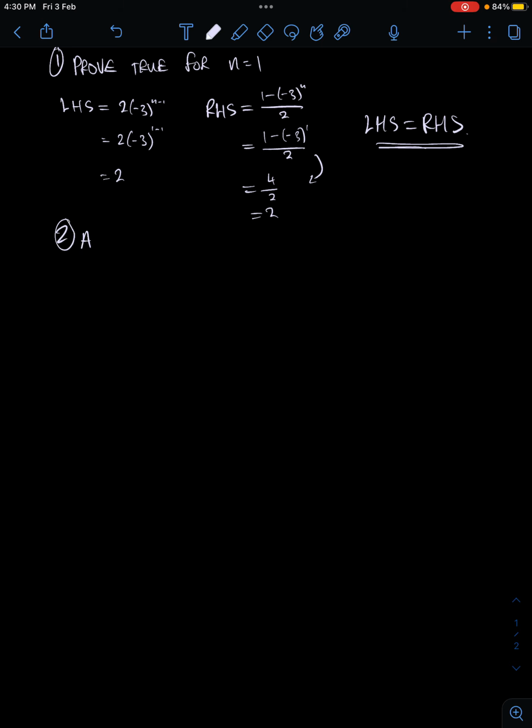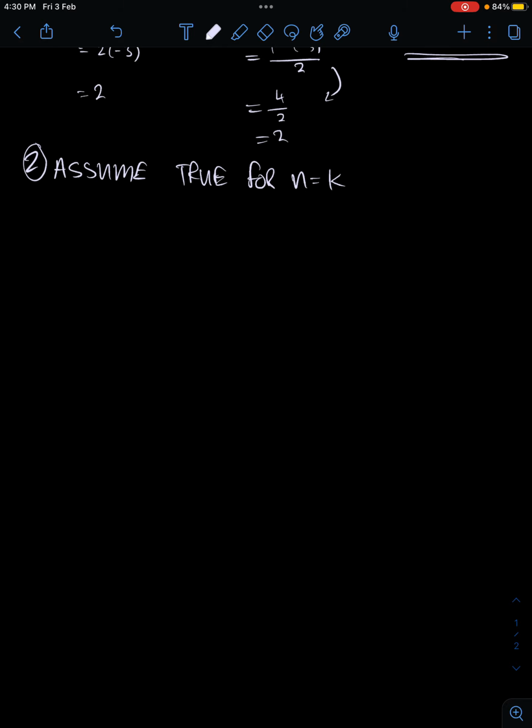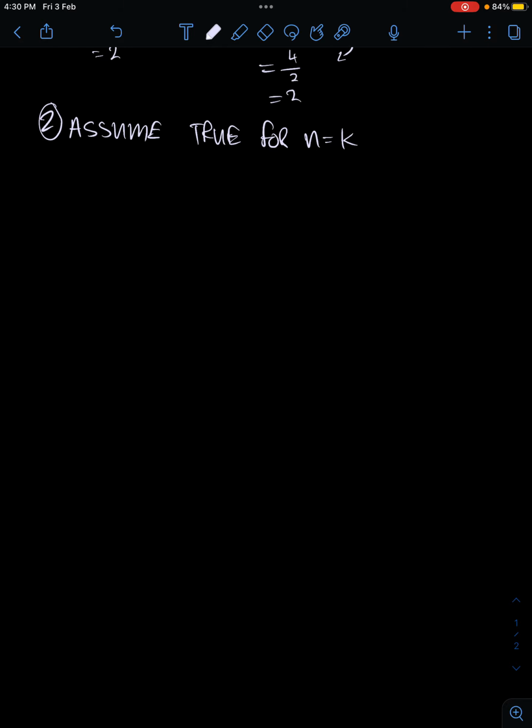Step 2 is assume n equals k. Now, a better way of saying this is actually assume true for n equals k. I might actually rewrite that, because that's technically the more correct version, and don't want to be corrected by anyone. No one really does, so there we go.